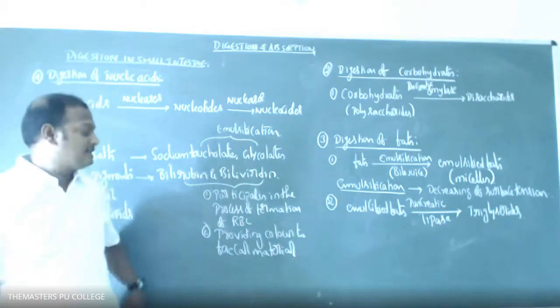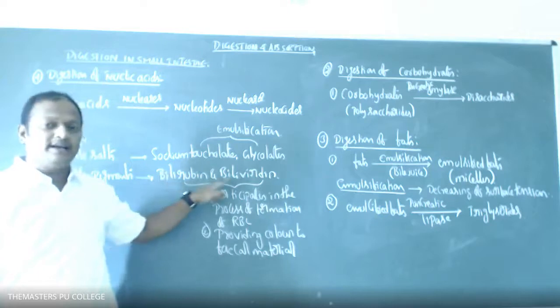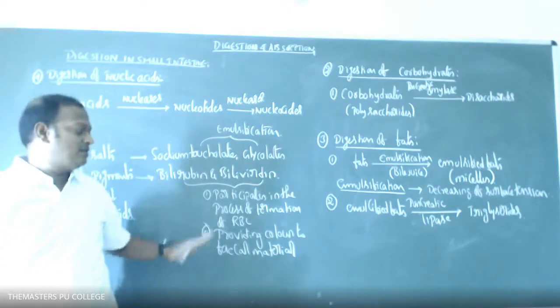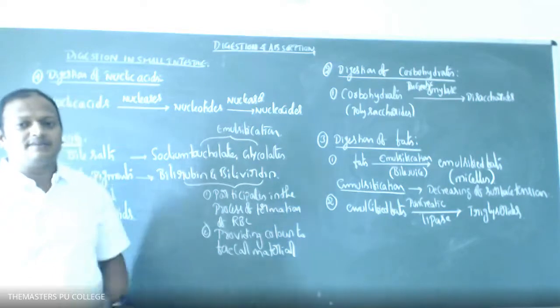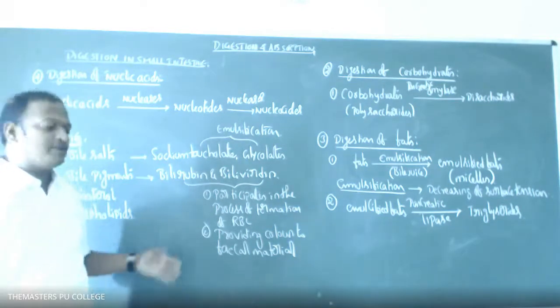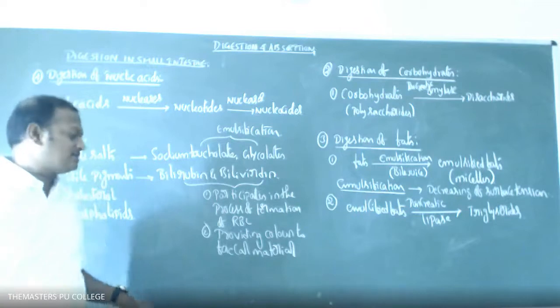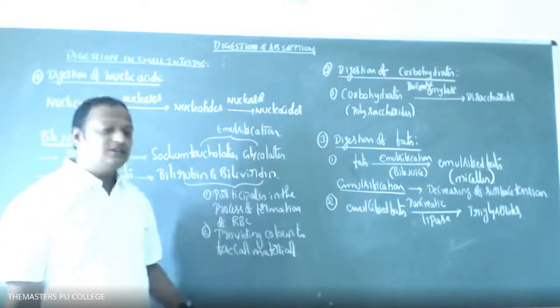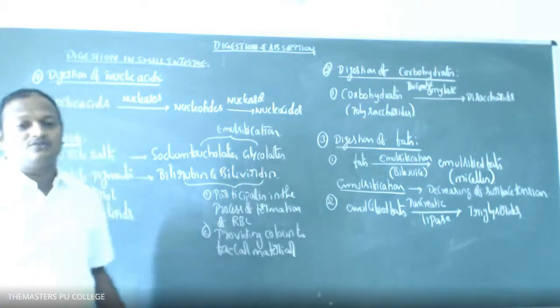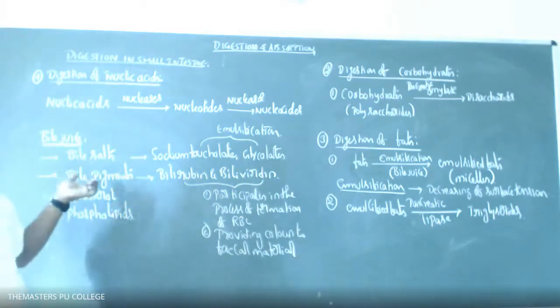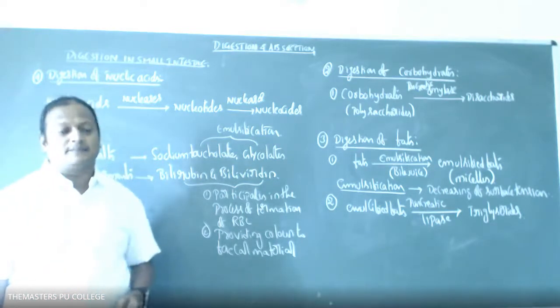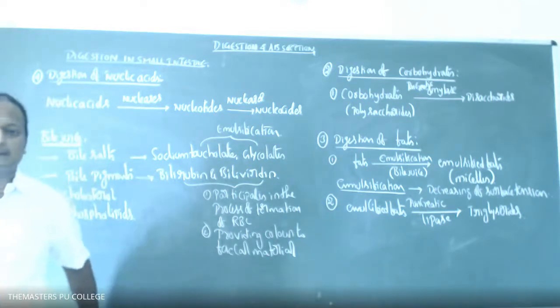Clear, students? So here, bilirubin and biliverdin participate in the formation of RBC, that is hemopoiesis, erythropoiesis. And next, the bile pigments provide color to the fecal matter. So those are the functions of bilirubin and biliverdin, bile pigments, as well as bile salts. Until this clear, students?